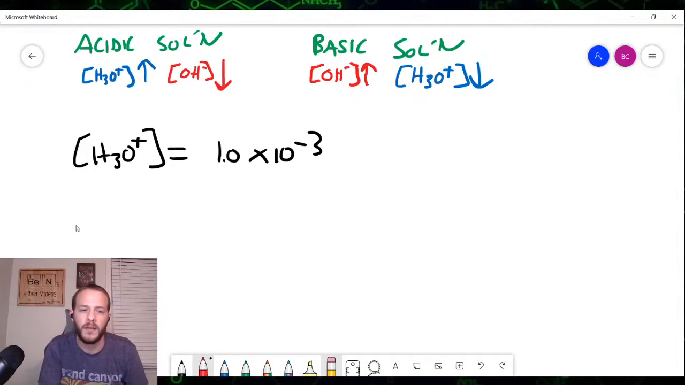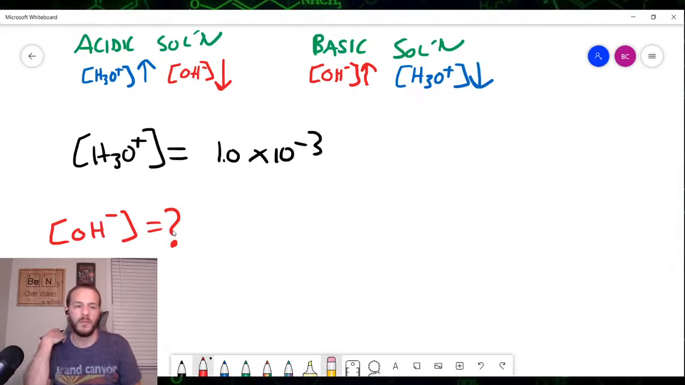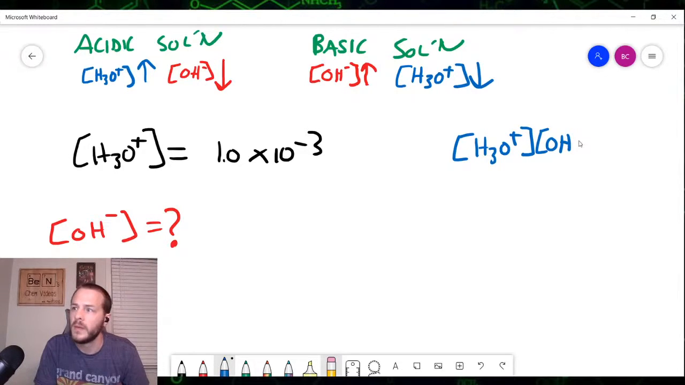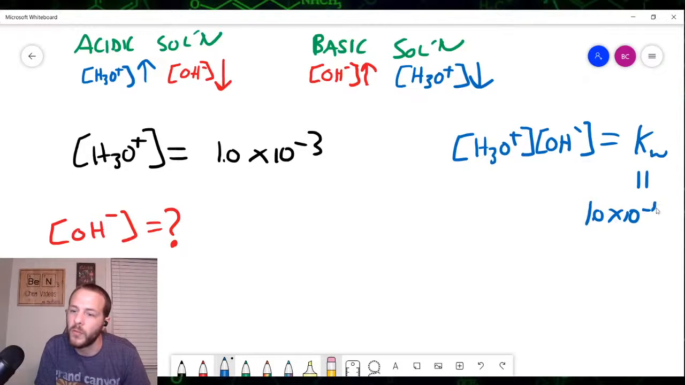Could we figure out what the OH minus concentration is, knowing what we know about the autoionization of water? The answer is yes, because remember, the product of H3O plus and OH minus is going to be equal to Kw. And at 25 degrees Celsius, that turns out to be 1.0 times 10 to the minus 14.